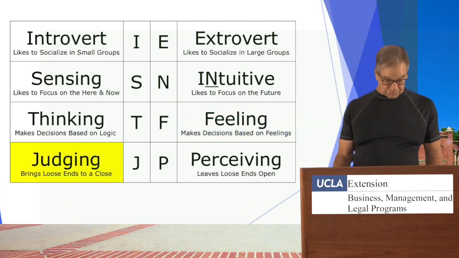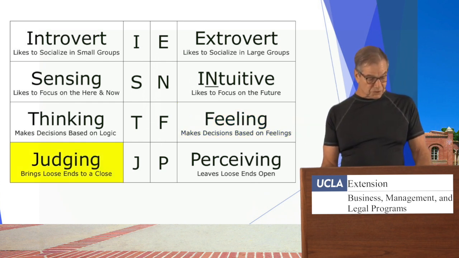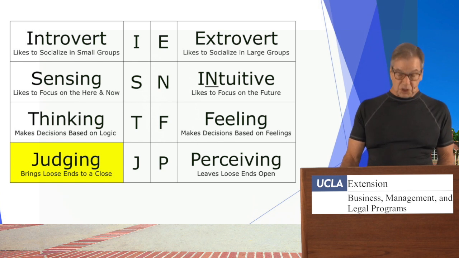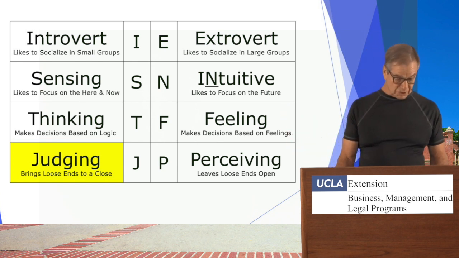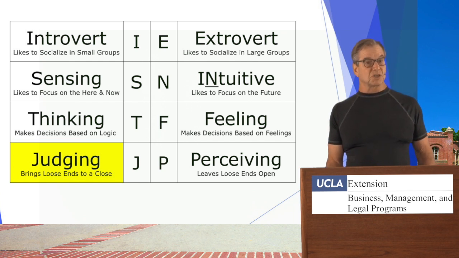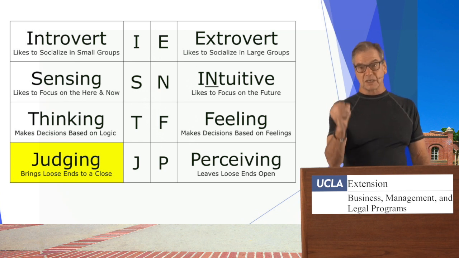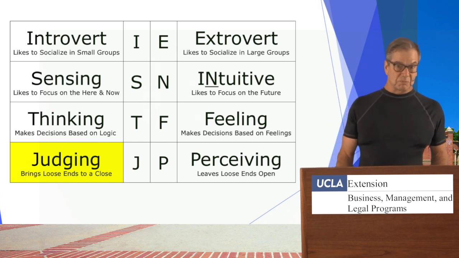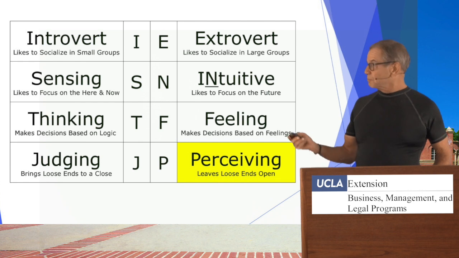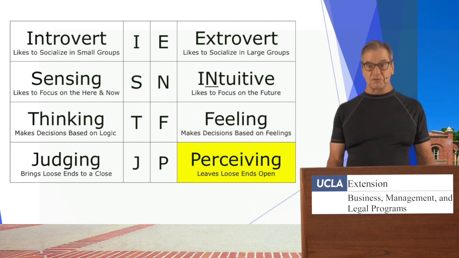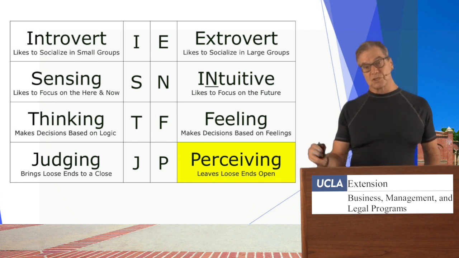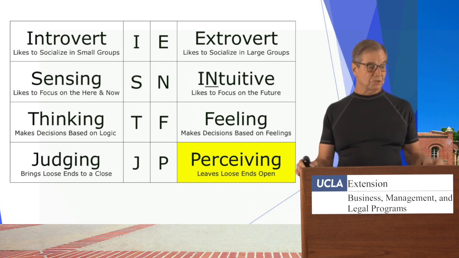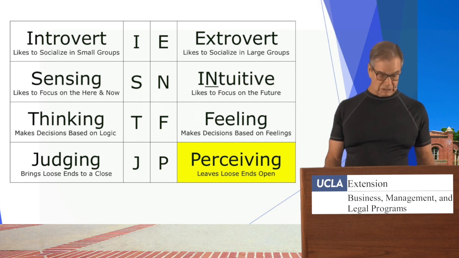The next preference is judging versus perceiving. A judging person brings loose ends to a close. They like to make decisions sooner than later. They tend to make lists. They tend to show up to meetings a little early. Whereas a perceiving person is very comfortable with letting things come about, tends to make decisions more towards the last minute, and they're comfortable with that. Whereas if you're a judging person, that would drive you crazy.